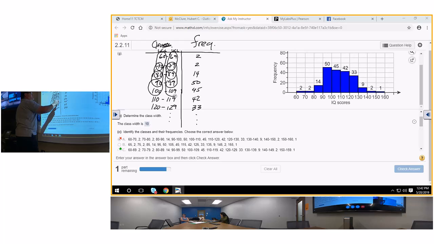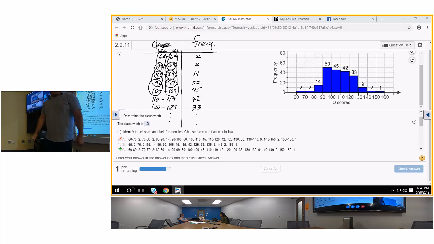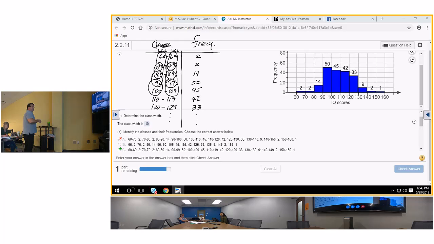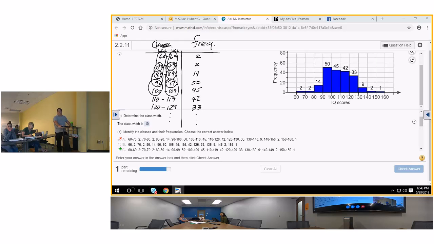It's always got to be consecutive. You can't take 109 minus 69. You can't do that. It's got to be consecutive limits. So what's 70 minus 60? What's 99 minus 89? 10. So the class width is 10 in this case. And of course the class boundaries, 60 to 69, 70 to 79, 80 to 89, and so on.